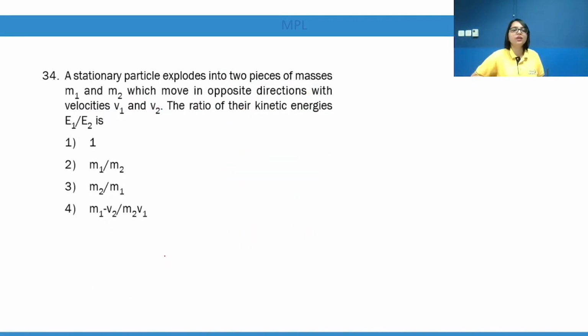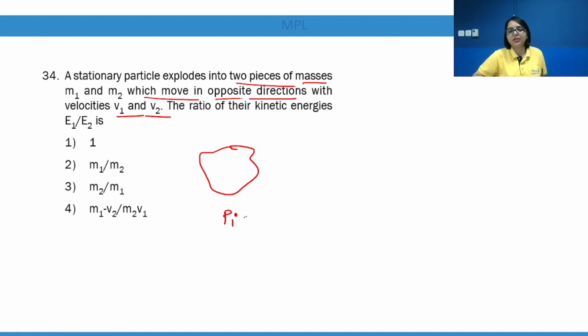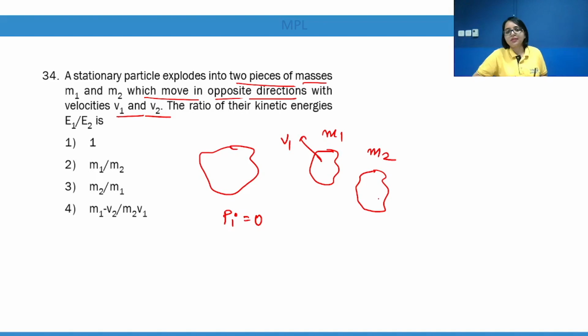Question number 34. A stationary particle explodes into two pieces of masses m1 and m2 which move in opposite directions with velocities v1 and v2. The ratio of their kinetic energies will be. So basically we have a stationary particle, so its momentum will be 0. P initial is 0. So after explosion, the combined momentum of this system should be 0. That means these particles should move in the opposite direction so that they can cancel each other's momentum, right?